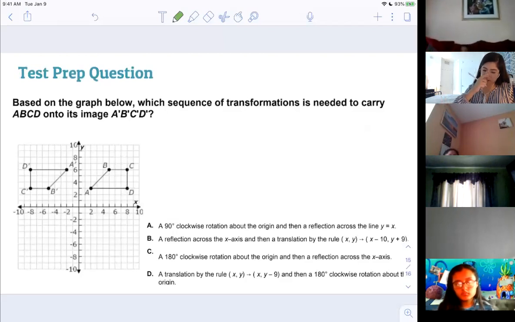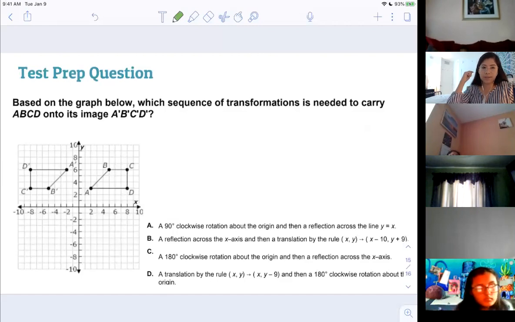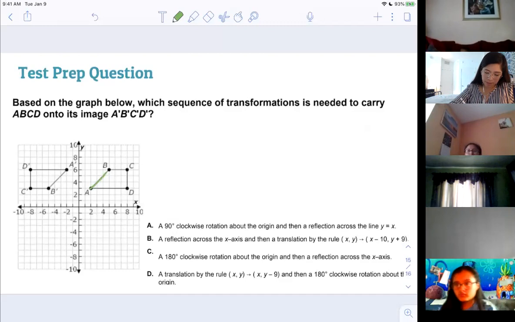Okay, so here's one. This is what it's going to look like more on a test. Can I have a volunteer read the question? I can read it. Go ahead, Tyrone. Based on the graph below, which sequence of transformations is needed to carry A, B, C, D onto its image, A prime, B prime, C prime, and D prime? All right. So we want to know, how do I go from, and I'm going to highlight them to make it easier, A, B, C, D to A prime, B prime, C prime, D prime.